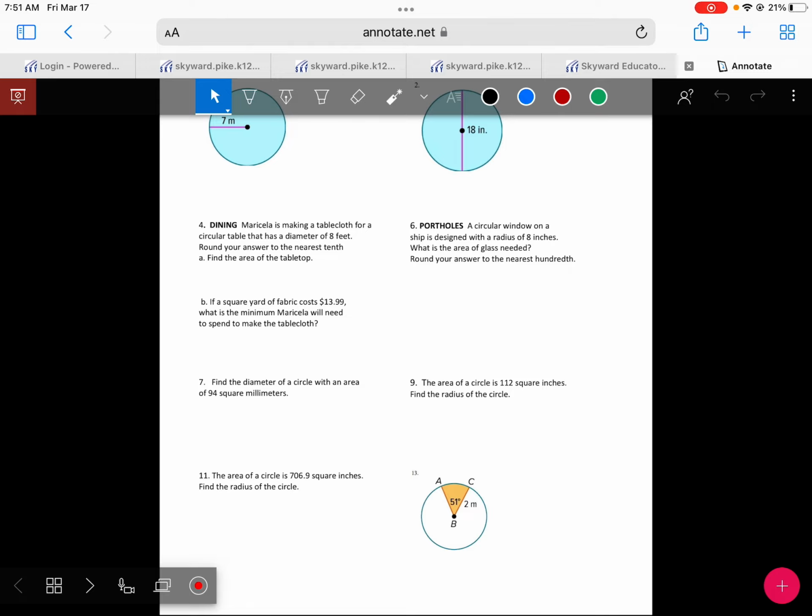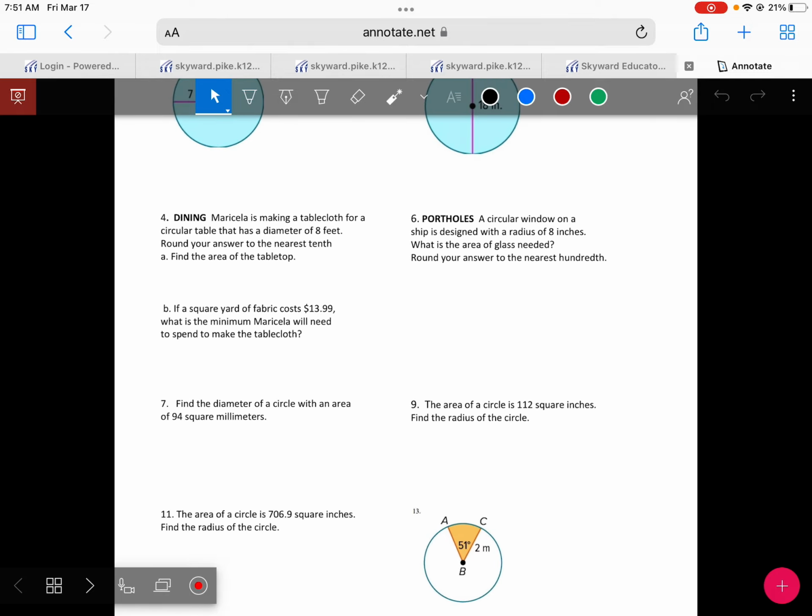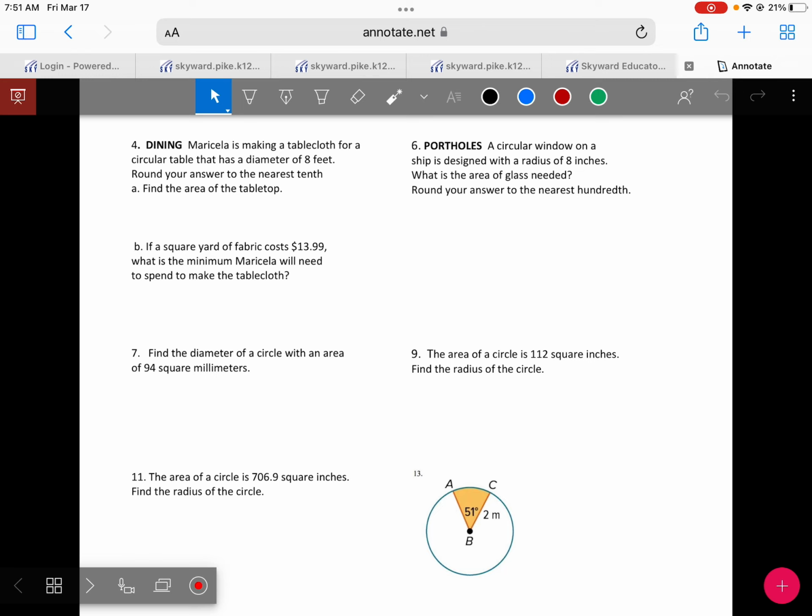Let's do number 4, because that's a 2-part problem. Is that okay with you guys? Number 4 of homework 6.3 says, Maricela is making a tablecloth for a circular table that has a diameter of 8 feet. Round your answer to the nearest tenth. Find the area of the tabletop.